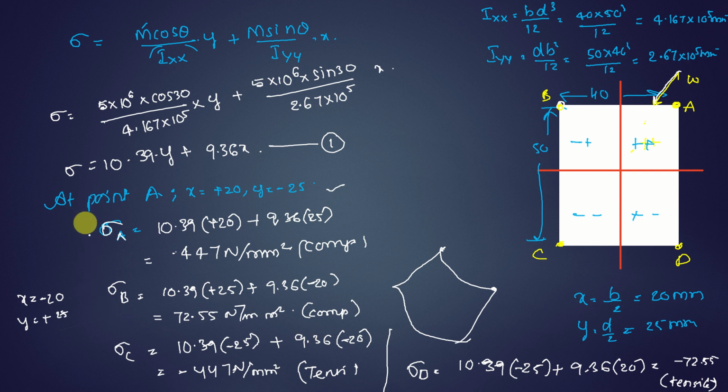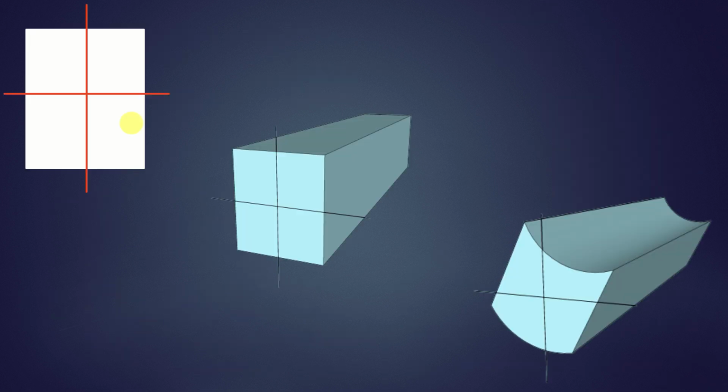This is what we have already calculated. So let us see how it will look. Due to the load which is acting in an inclined manner at 30 degrees here, the top layers are under compression and the bottom layers are under tension. So at A you got 447 Newton per mm square. At this point you get 72.55, and these two points are under compression and these two points are under tension. It is minus 447, and here it is minus 72.55. These two are under tensile.